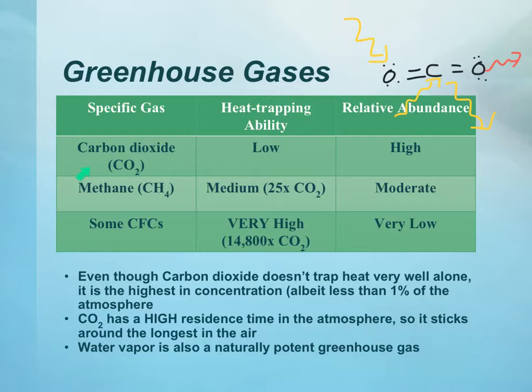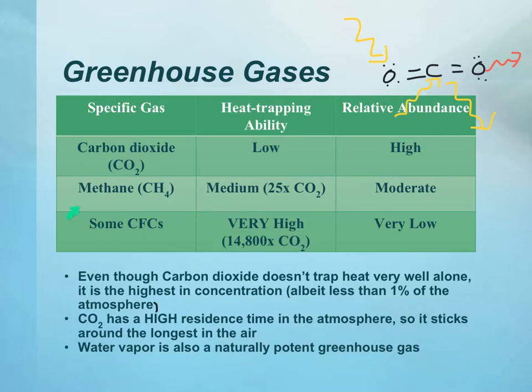Carbon dioxide, CO2, has a relatively low heat trapping ability. So it's not individually that bad. It's just that there's a lot of it. The relative abundance, as you'll see down here, is less than 1% of our atmosphere. However, it is going to have a pretty significant effect. It does have the ability to trap heat, and at a high concentration, it can be an issue.